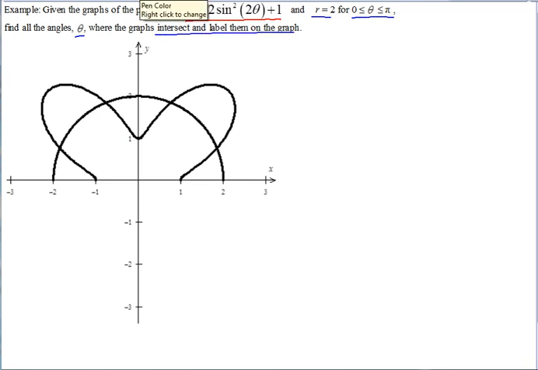Well, first to see which is which, let's start with r equals 2. If the radius is always 2 no matter what the angle is, that would form this curve right here. That would really be a circle if we were going all the way around, but that's just a semicircle because we're just going from 0 to pi. And that must mean the other one, which looks like rabbit ears here, must be this curve, 2 sine squared of 2 theta plus 1.